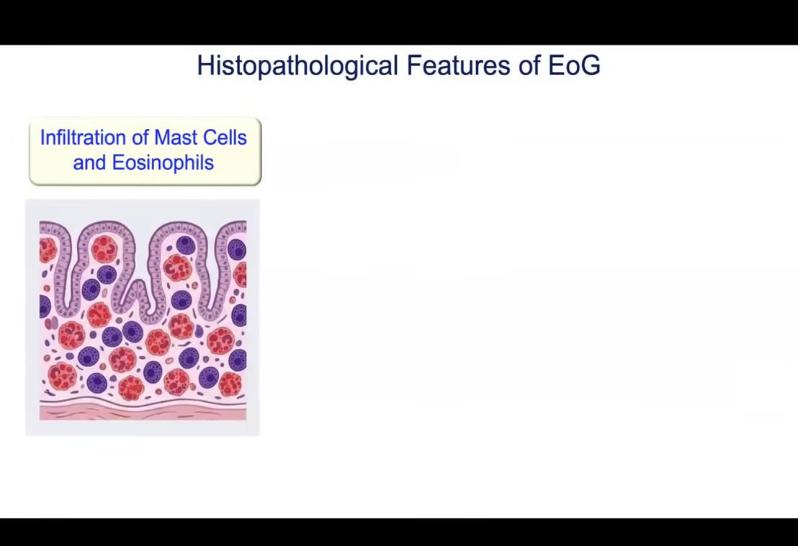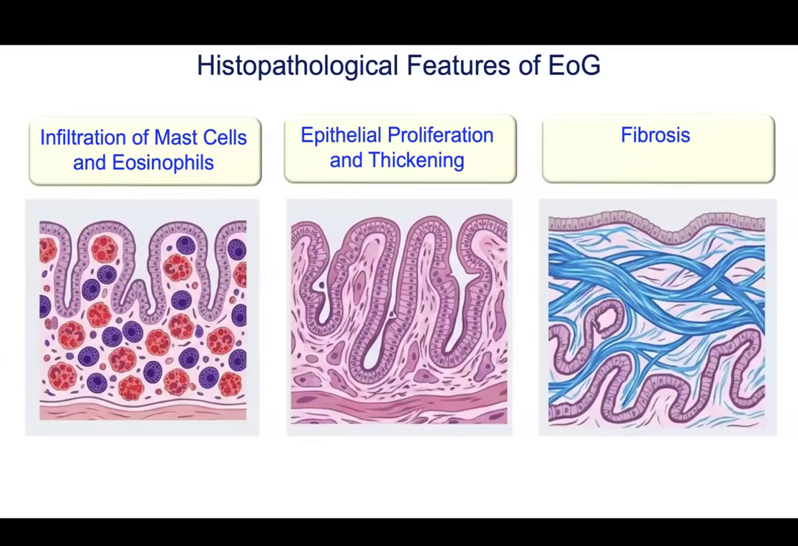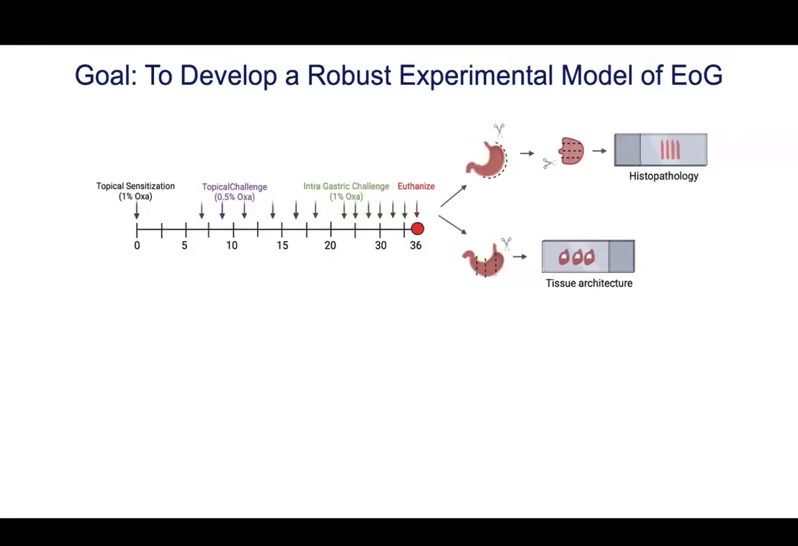Histopathologically, EoG is characterized by accumulation of mast cells and eosinophils, as well as thickening of the epithelial and mucosal layers, and if the disease is chronic and untreated, it could progress and become fibrotic. A big challenge in EoG is that we haven't fully understood the molecular events that drive this disease. To solve this, we developed a robust experimental model.